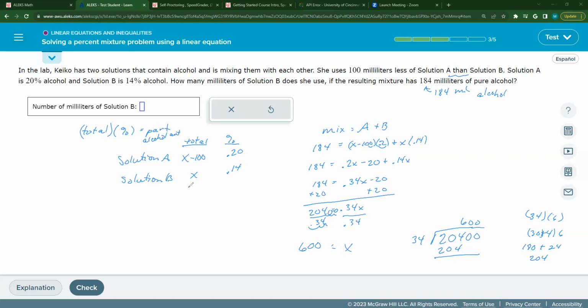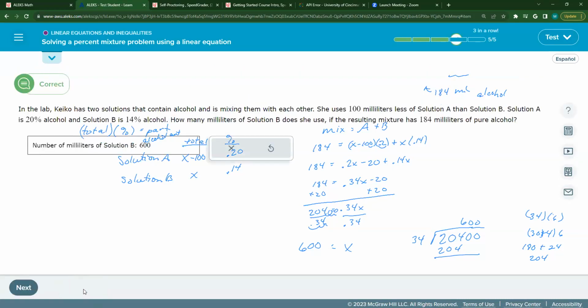And X was solution B. How many milliliters of solution B do they use? So we are going to put 600 in here. And we are going to save. So these are going to take some practice. You will get better at them, but they will take some practice. I do recommend doing a sentence at a time and going from there.